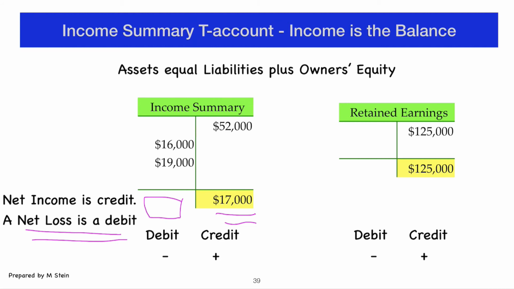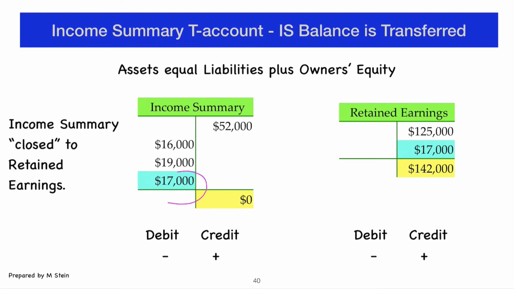So what we want to do now is transfer the balance from here to there. And the way to do that is with a debit to the income summary and a credit to the retained earnings. And notice now that the income summary account goes back to zero and the retained earnings account has been updated to reflect another period of earnings.